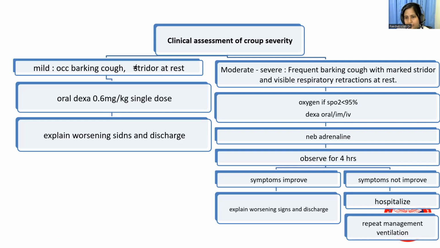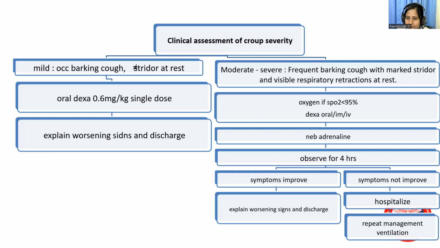In that case, you need to give oxygen and you need to give a steroid, either oral, IM, or IV. Then you need to give an adrenaline neb and observe for 4 hours. If symptoms are improved, it is okay; you need to follow the flow chart of my group. You can explain the danger signs and you can discharge.